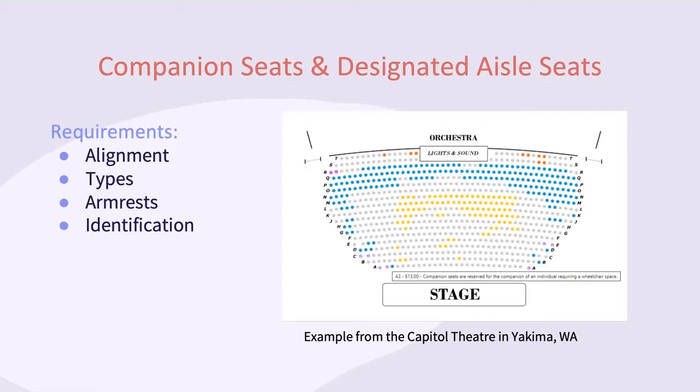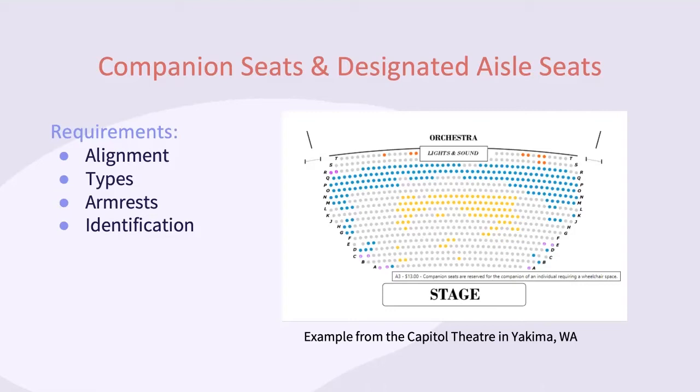And then the floor of a companion seat and a wheelchair space need to be at the same elevation, so people are at the same level as well. And then companion seats must also be equal in size, quality, and comfort, and any amenities to seating in the surrounding area. And companion seats must also be movable. Designated aisle seats are seats that are intended for people who have difficulty walking. So for designated aisle seats, there's a couple of requirements.